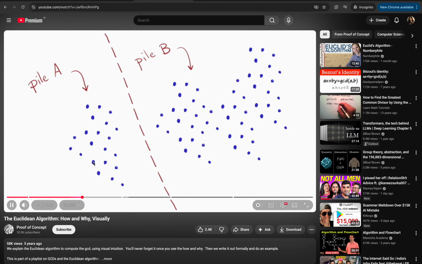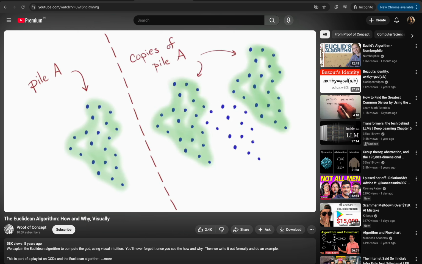First, I'm going to look for copies of pile A inside pile B. I can see 2 of them here. There's nothing special about the positioning of the stones. I'm just going to count out enough stones to call it a copy of pile A. And then I can see that I can actually do it twice without running out of stones. So there are 2 copies of A inside B.